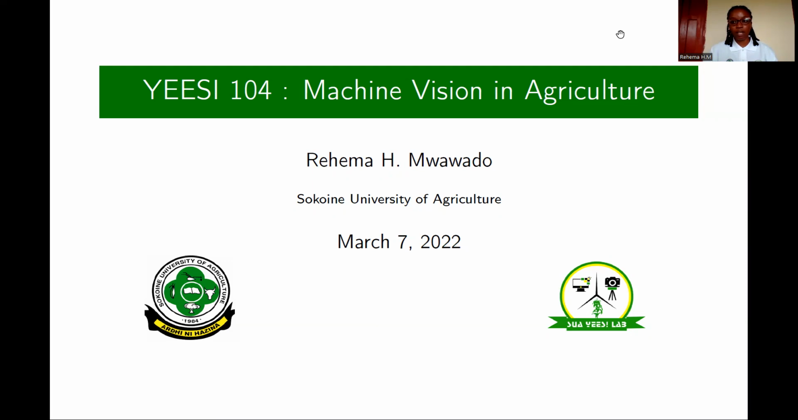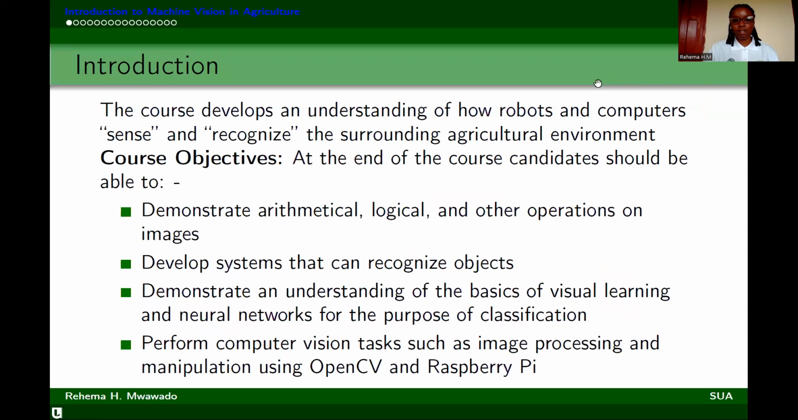Introducing the part of the images, because it's machine vision. So we will start also introducing some of the basic parts of this lesson. The first thing I want you to understand is what this course is all about. This course wants students to develop understanding on how robots and computers sense and recognize the surrounding agricultural environment. Because machine vision in agriculture means that we need to understand how these computers or robots are used to recognize the things that surround them.